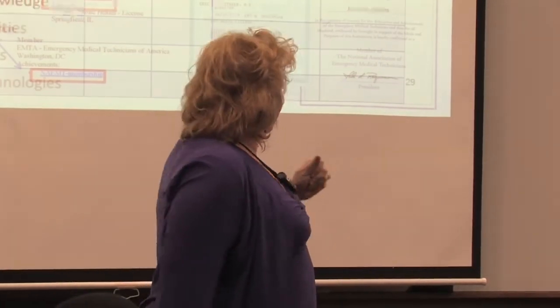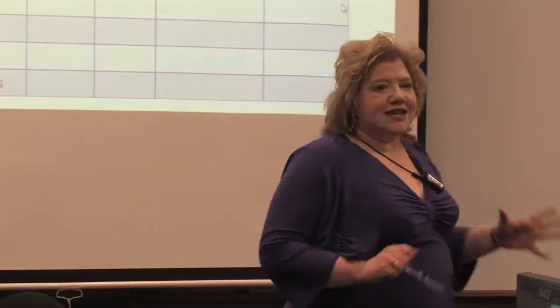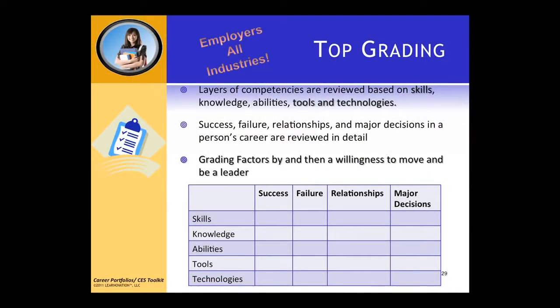Okay? We have a few more things we want to show you. With top grading, now that you've been down and about, I just want to tour 2 quick things. It's the layer of competencies, and now that we've been through the software, you have been in there tagging competencies all along. So when you get into an interview and they're looking at your resume, it should be really easy, because now you understand that they're looking at you for success, failure, relationships, and major decisions.